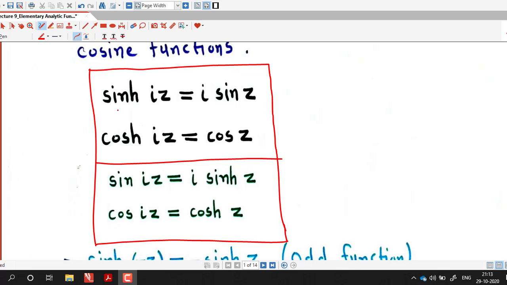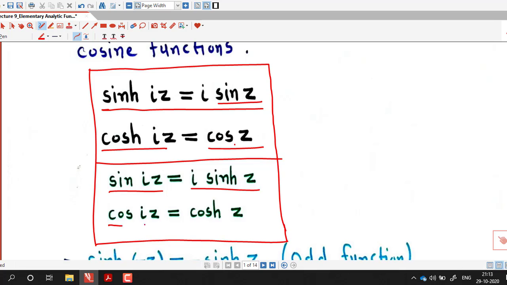So first relationship is sin hyperbolic iz equal to i sin z, and cos hyperbolic iz is equal to cos z. So here i is eliminated and cos hyperbolic z is converted into cos z. Here i is multiplied with sin z. Similarly, for sin iz we have i times sin hyperbolic z, and cos iz is equal to cos hyperbolic z.